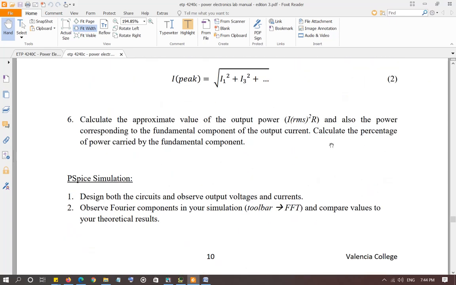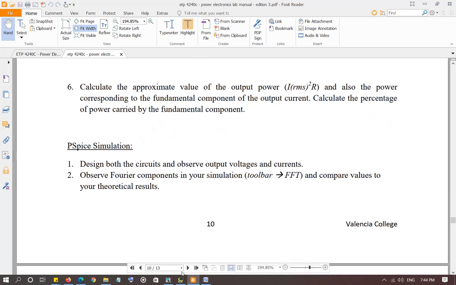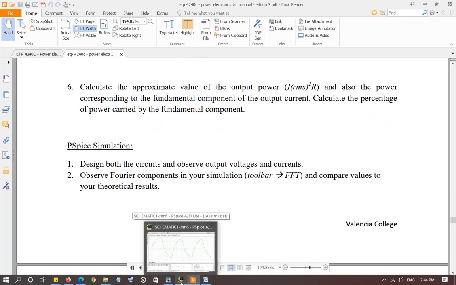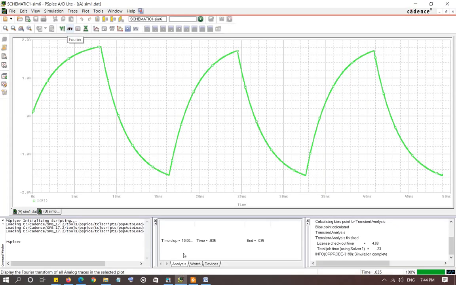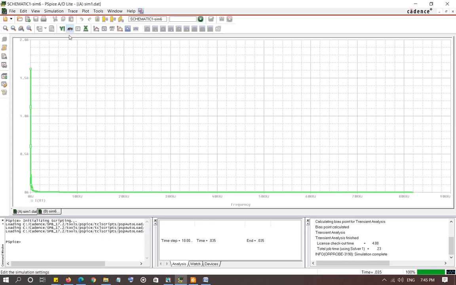and then calculate the output power, I RMS squared times R, and also the power corresponding to the fundamental component, which is I1. So in PSpice, how do you observe the Fourier transform? Here is the Fourier transform button right here. When you press this, it shows you the components on the frequency scale. The x-axis becomes frequency, and right now you cannot see anything because all the components are stacked over here.